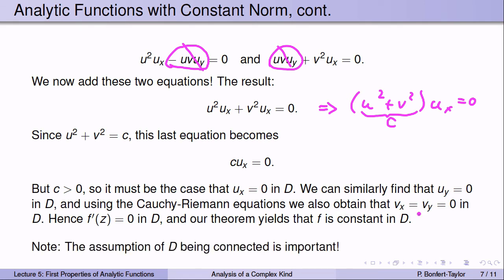By the way, D being connected is really important here. Because you could imagine a case where D consists of two open sets, and you can have a function being constant equal to 1 on this set and being constant equal to 2 on this set. Then the function overall wouldn't really be constant, it's only constant on these portions. And so that's why D being connected is important to imply that the function is constant throughout.